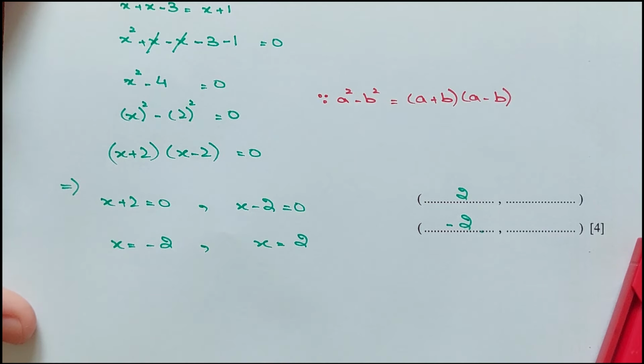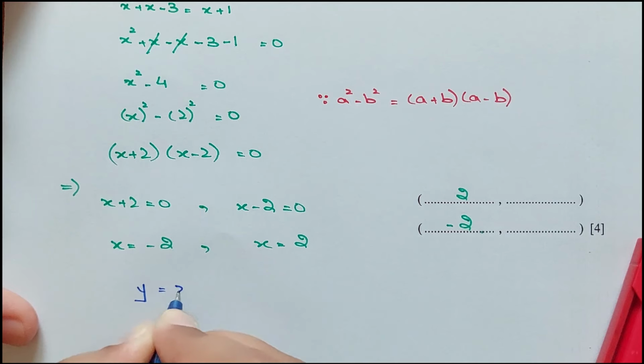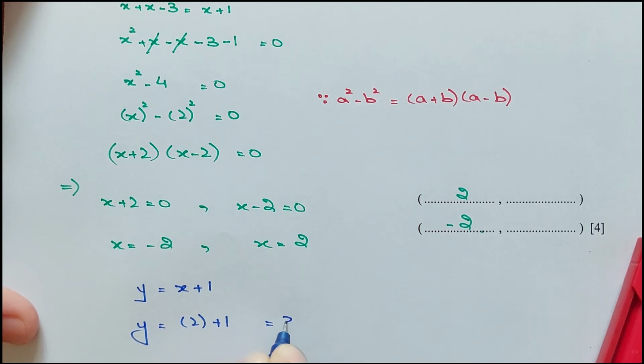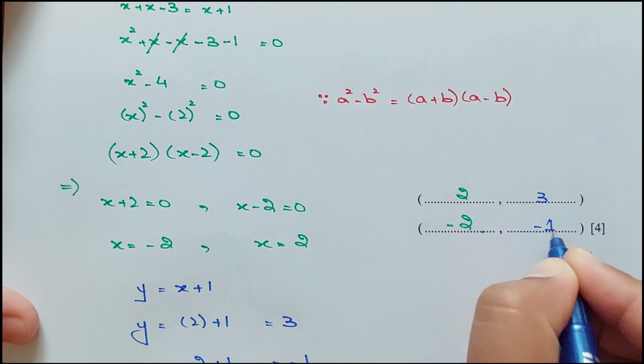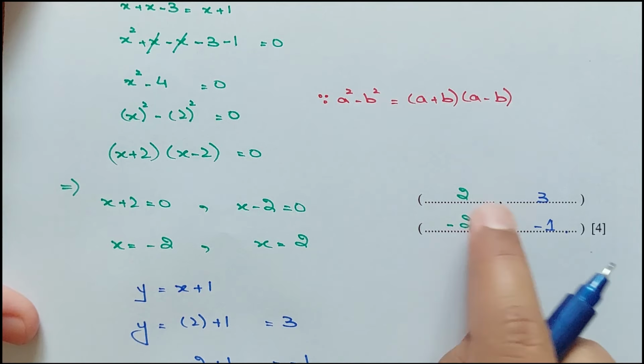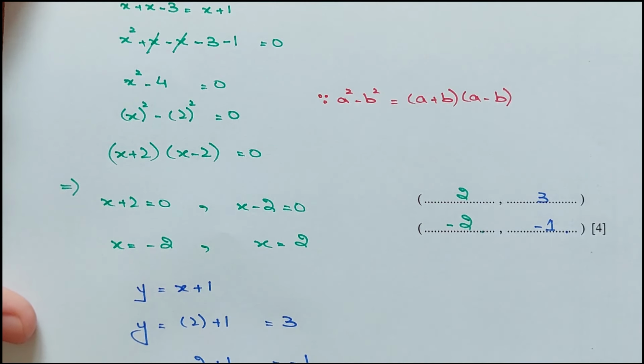Now let me solve for the y components. For the y component, we have to use the equation y equals x plus 1. So what is y when x is 2? 2 plus 1, so this is 3. And what is y when x equals negative 2? Negative 2 plus 1, which is negative 1. So here we have 3 and here we have negative 1. The two coordinates are (2, 3) and (minus 2, minus 1). These are the two points of intersection of the curve and the line.